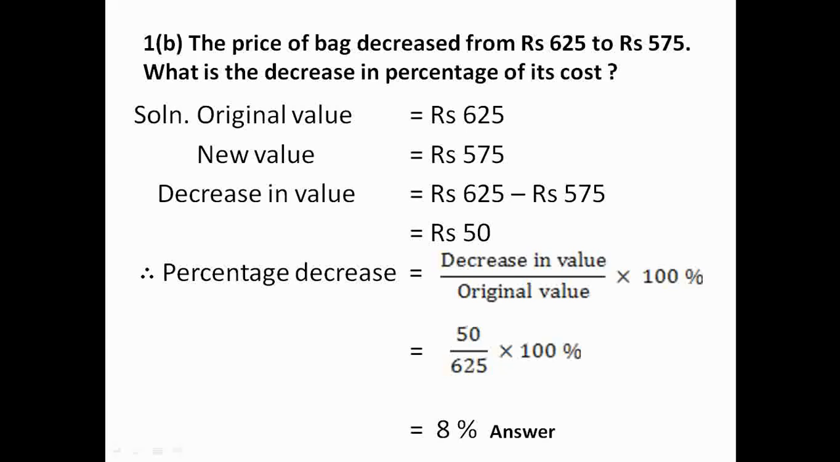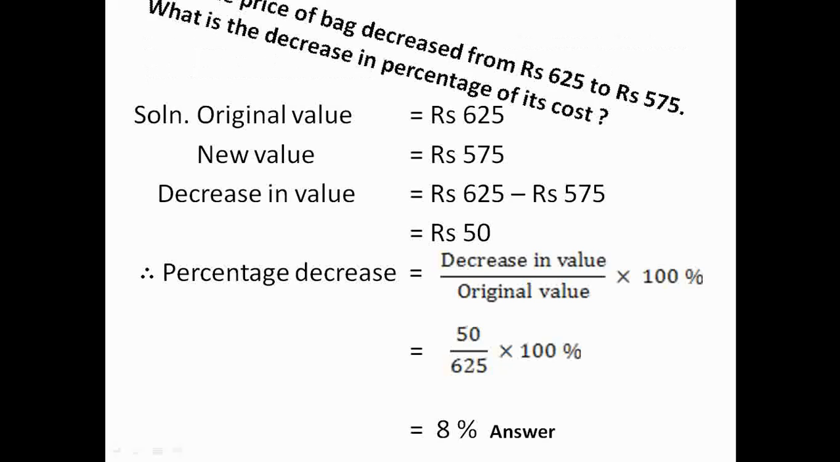Then you apply the formula percentage decrease equal to decrease in value divided by original value multiply 100%. One thing you remember, I tell you, if it is percentage increase, then you have to write increase in value. If it is percentage decrease, you have to write decrease in value in the formula. Then you put the value. So after calculating, you'll get the answer that is 8%. Let us proceed to next question.